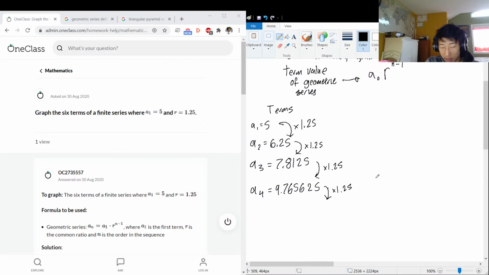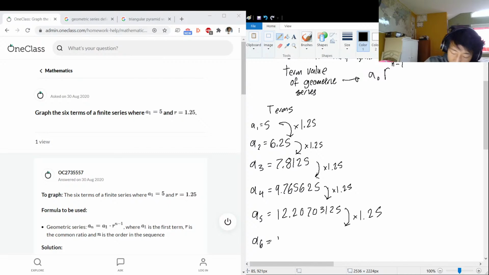Times 1.25. We get a5. That's equal to 12.20703125. And we only need to find a6. That's what the question asks us to do. So multiply 1.25 for the last time. A6, that's equal to our previous number multiplied by 1.25.